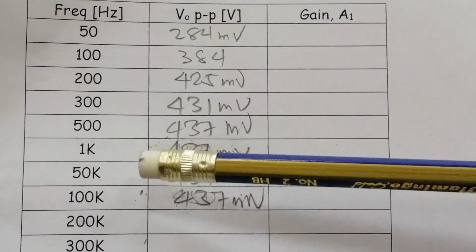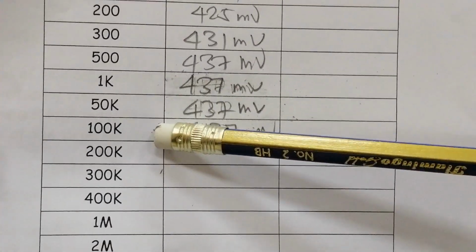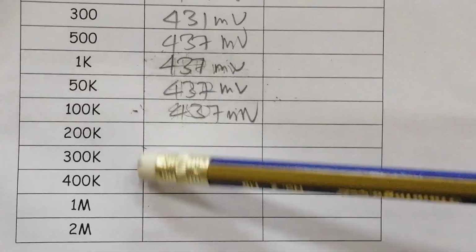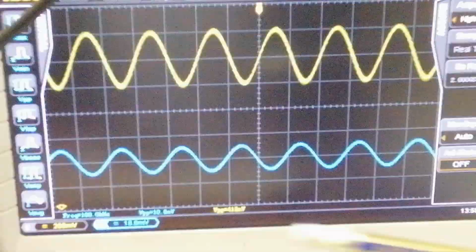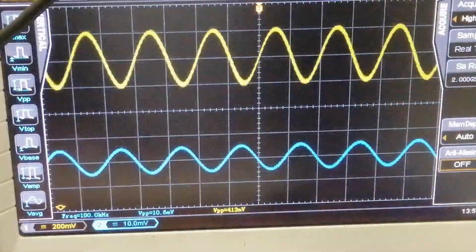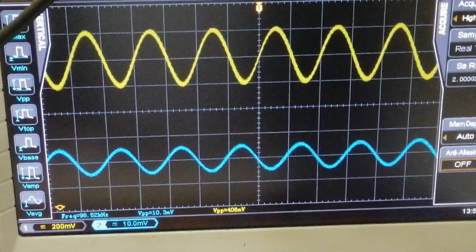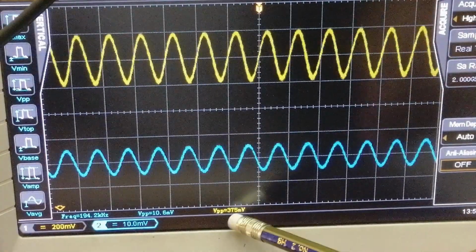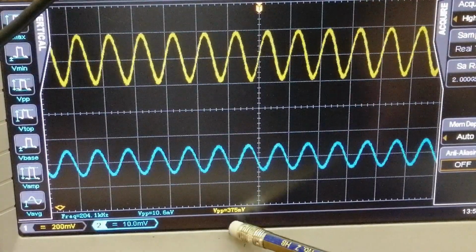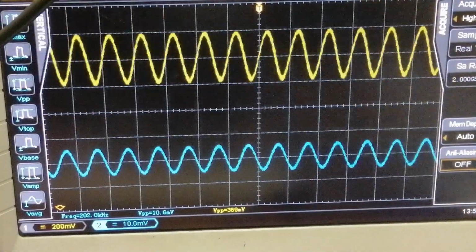At 500, at 50K, at 100K, then 200K now. Now we are at 100K here, so we will have 437. Let me change this frequency to 200 kilohertz to obtain the reading. So what happened? Now it tries to reduce the output. Let's say 380 millivolt.